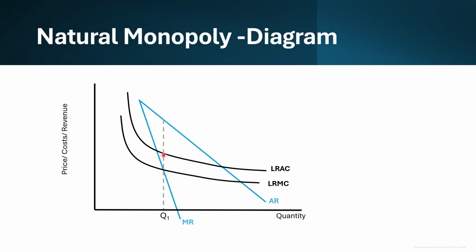To find the price, we move vertically up from Q1 to the average revenue curve, which gives us a price of P1. At the same output level, the average cost shown by the LRAC curve is C1. Because price is greater than average cost, the firm earns supernormal profit.